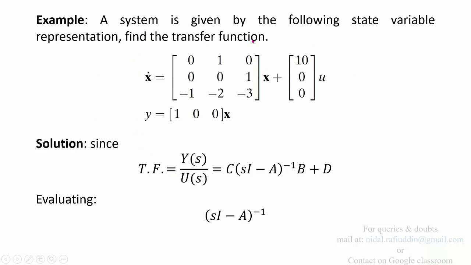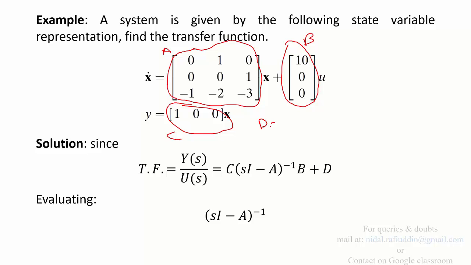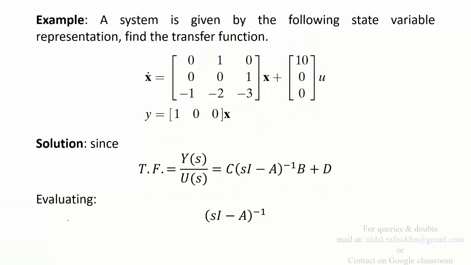So let's try to understand this using an example. Suppose that a system is given by the following state variable representation and you are required to find the transfer function. It's given here as x dot equal to Ax plus Bu and y is equal to Cx plus Du. Thus it's clear that you can identify the matrices. So this particular matrix is A, this matrix is B, and this matrix is C, while D is 0. And since we know that the transfer function is given by Y upon U equal to C(sI minus A) inverse B plus D, and since we identified C, A, B and D, now we are going to evaluate (sI minus A) inverse.